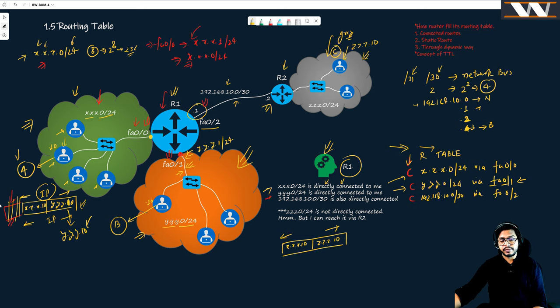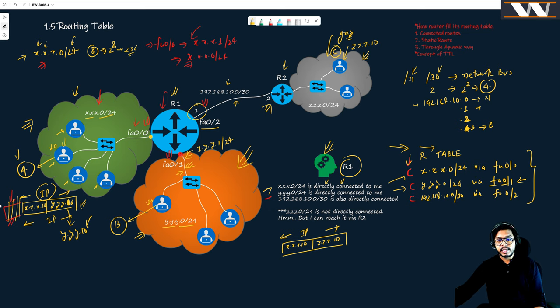Again, the ARP process, everything is going to happen. The router is going to extract this IP packet and see that the destination address is z.z.z.10. And interestingly, it is not going to see that in its routing table, because the routing table till now contains only the connected routes, because the router is not intelligent enough to know every route on its own. We need to do something, right?